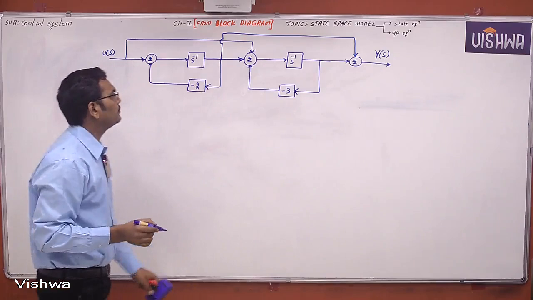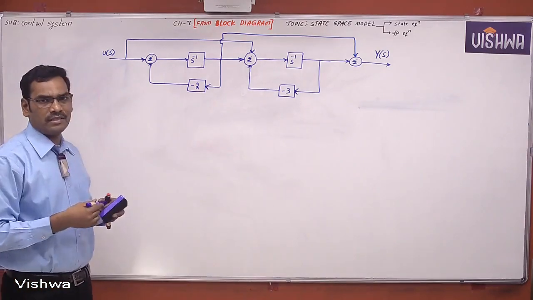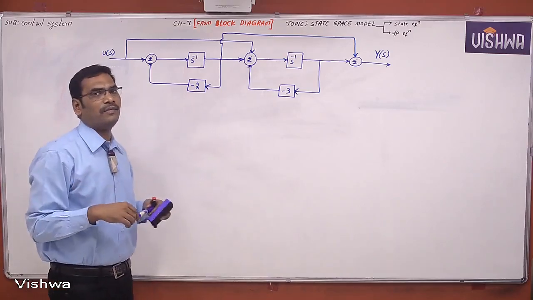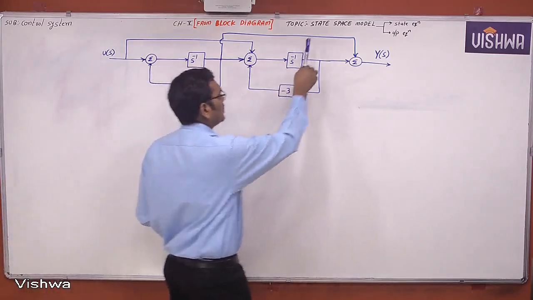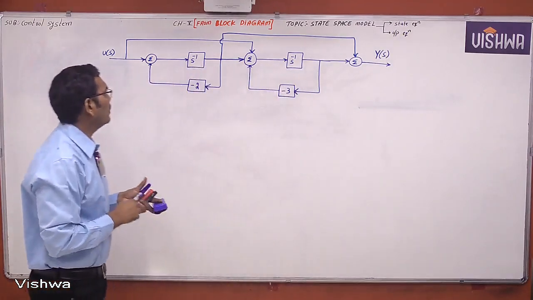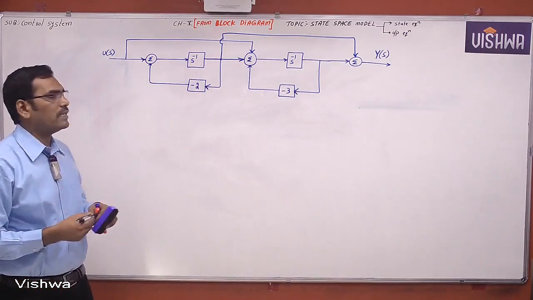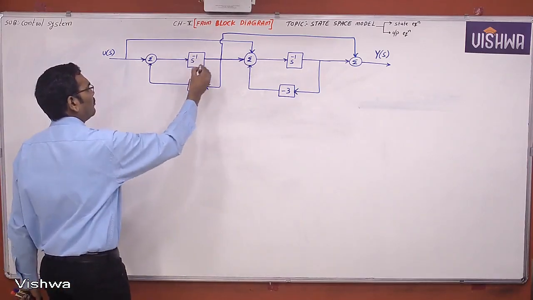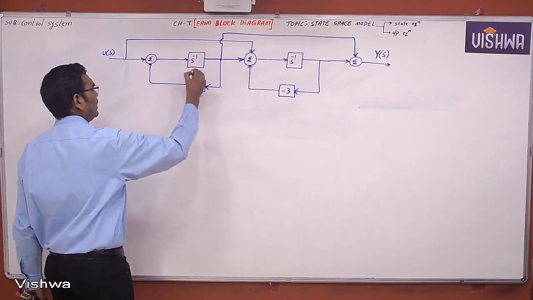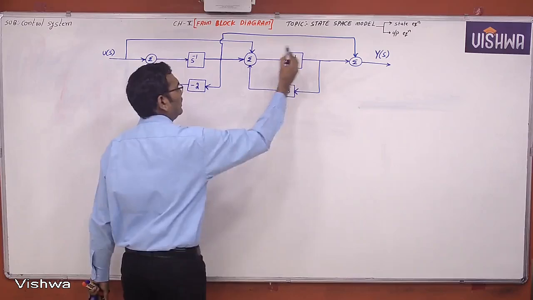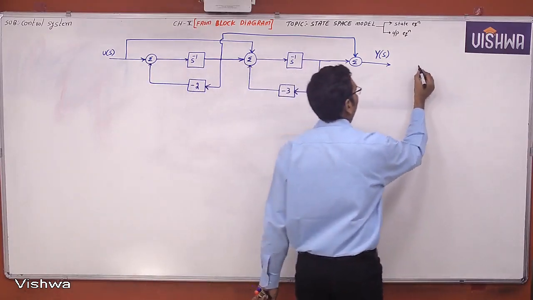Now this is one block diagram which is given to you. He is asking to find the state space model, meaning we want to find a state equation and output equation. Then what is the procedure here? The procedure is first identify the number of integrator blocks. 1 by S is integrator, S is differentiator. This is one integrator block. This is another integrator block.